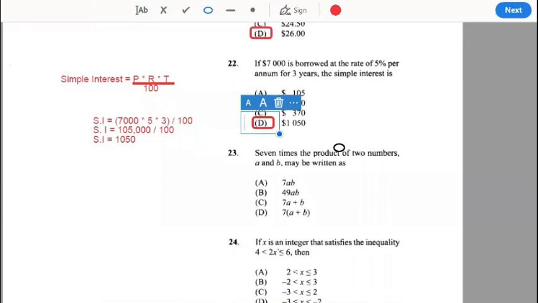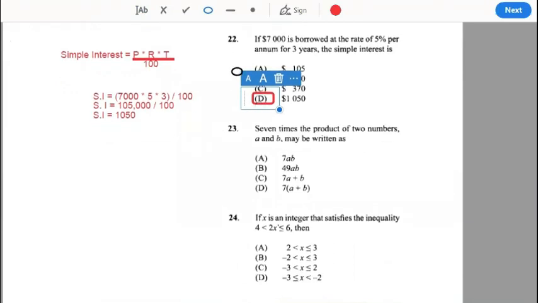7 times the product of 2 numbers A and B may be written as... This question is literally reading and deciphering what it's saying. So 7 times the product of 2 numbers. Remember, product is the same as multiplication, and times is also the same as multiplication. So 7 times the product of 2 numbers, and our 2 numbers are A and B.